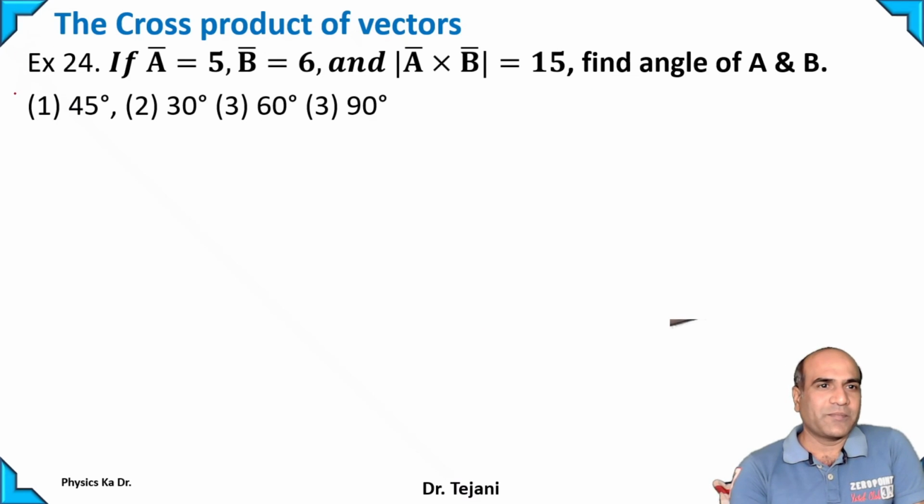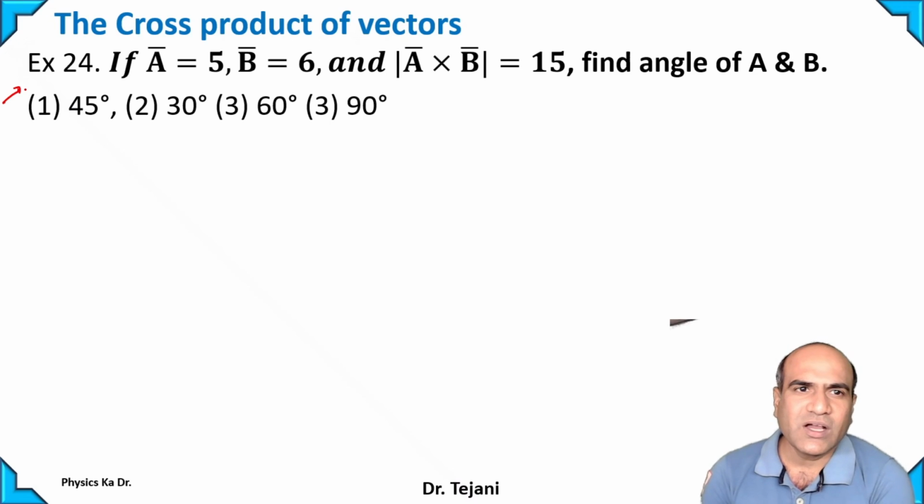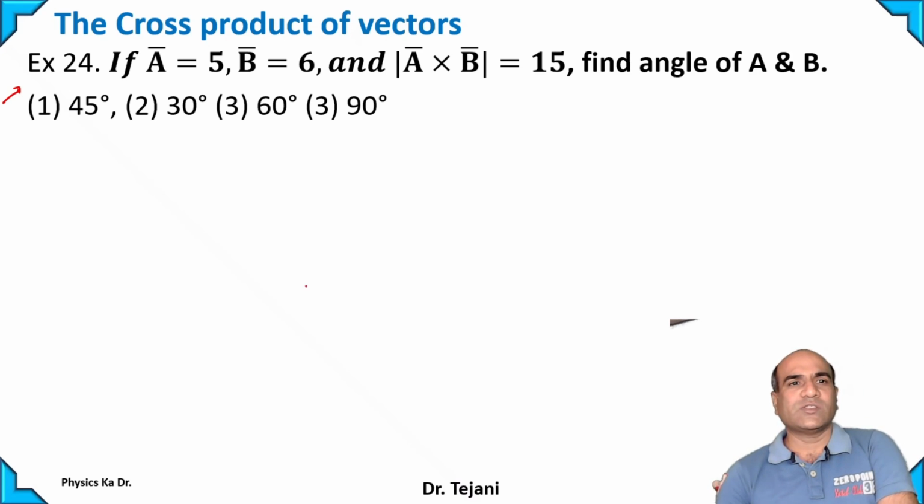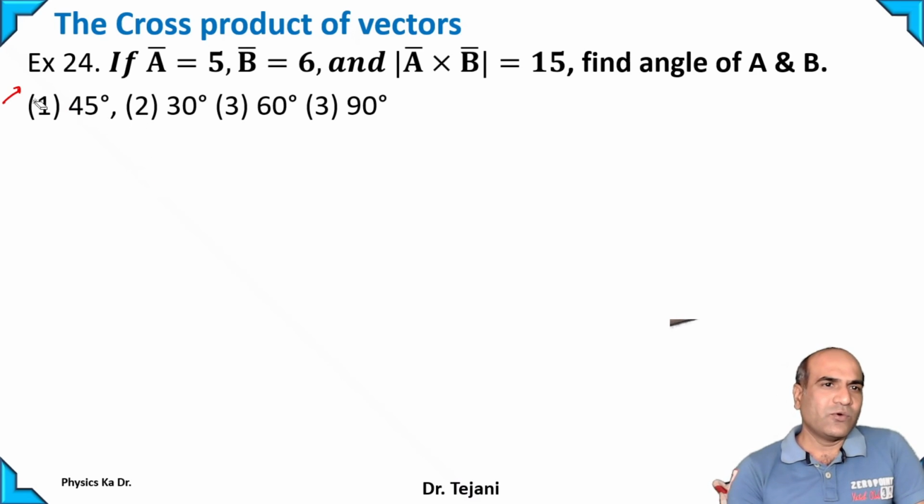Let's go to another one. If A bar is equal to 5, B bar is 6 and A bar cross B bar is equal to 15. Direct answers are given. Find the angle of A cross B. In the examination, you will be having four options.